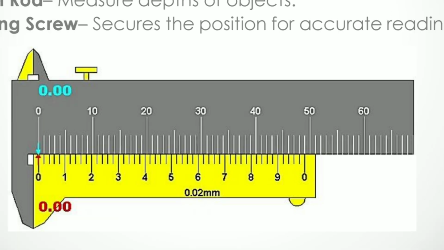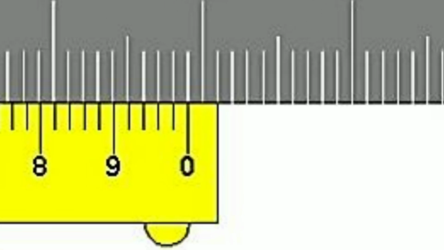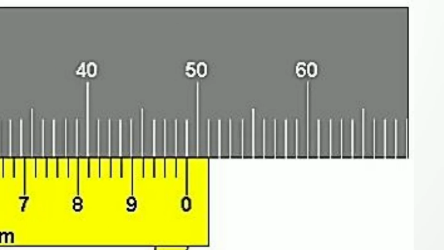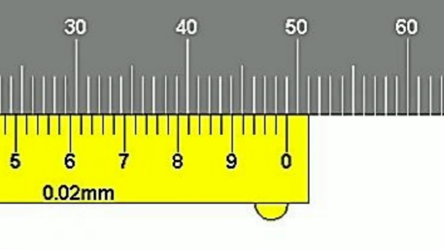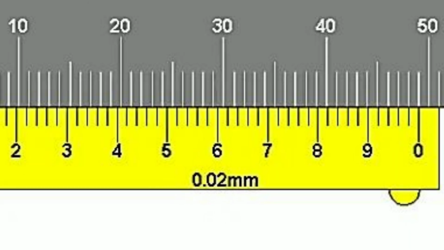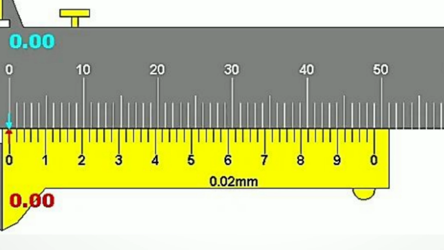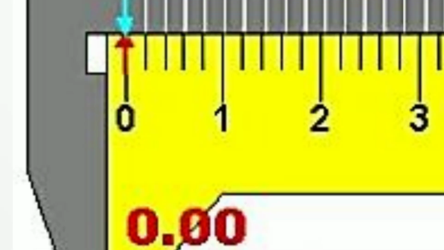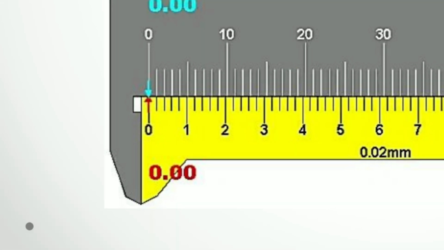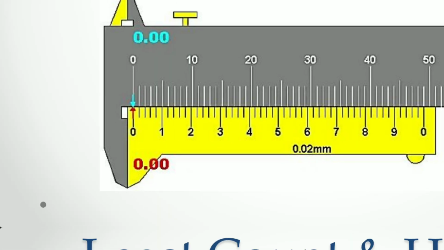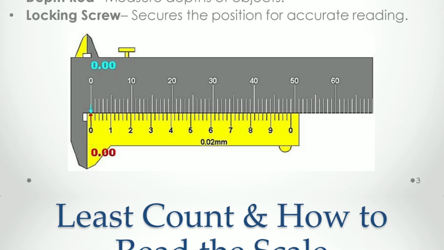Then come here, at 50 mm of the main scale reading. But in the vernier scale, they exactly match one division less, which means 49. So we can say the error is 1 mm. But how many divisions? 50 divisions. How do we get 50? Because from 0 to 1 there are 5 divisions, similarly up to 10, 10 into 5, the total number of divisions will be 50. So what is the error?